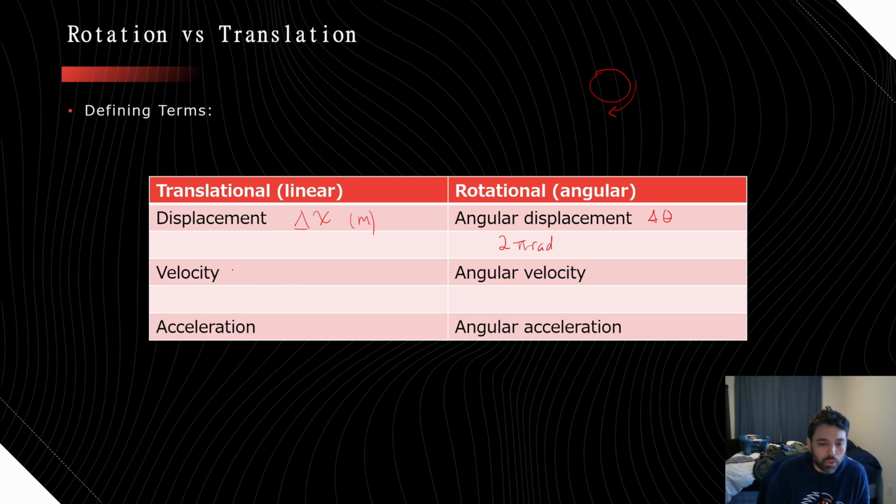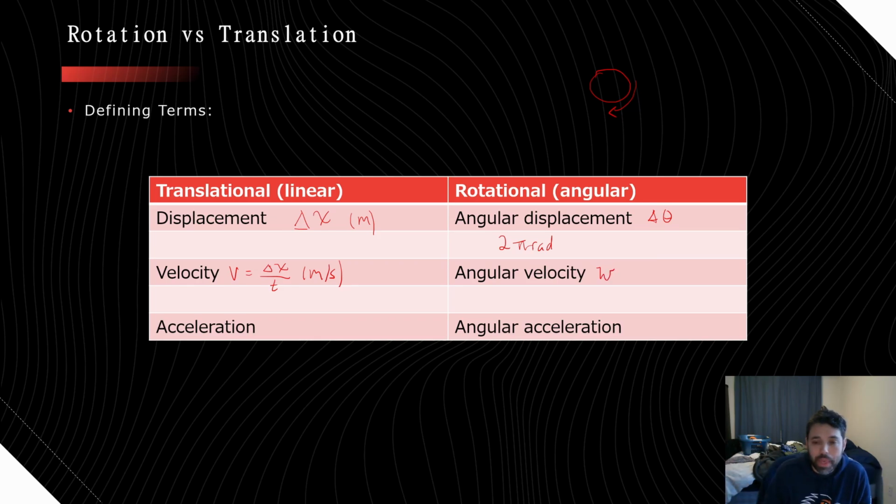The same thing is true for velocity. Velocity, which was v, of course, was an object's change in position divided by the time it took, measured in meters per second for things moving in a straight line, or what we call translational or linear motion. And now we're going to have angular velocity, and we're going to call this omega. It's basically a little w with little wings on the sides.